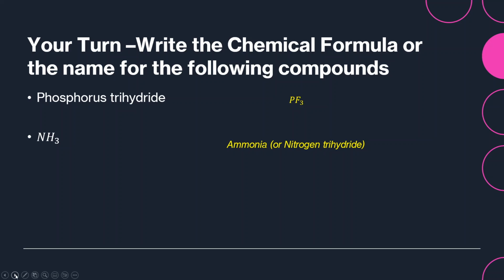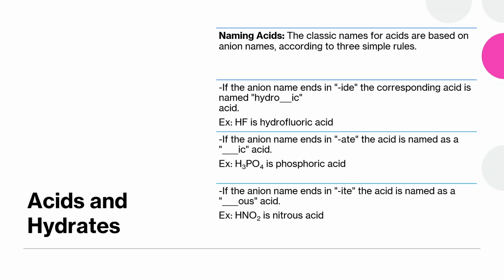Okay, so what you should have put for phosphorus trihydride is PH3, and NH3 is ammonia. You might have put nitrogen trihydride, which is, of course, the correct naming convention way, but we would really just use ammonia, which is the common name for this. So the next thing we're going to talk about is how to name an acid, and then we're going to eventually get into hydrates as well.